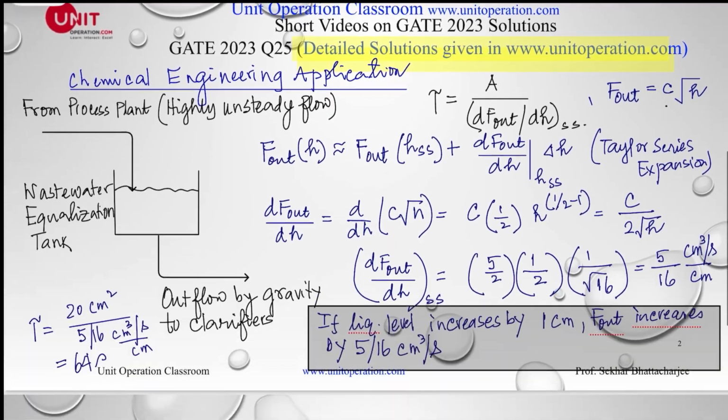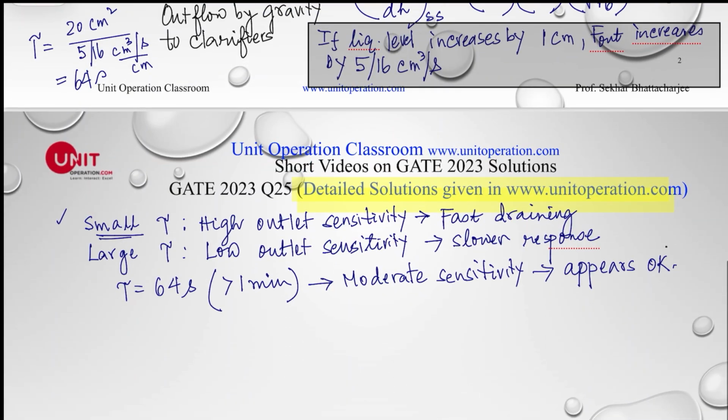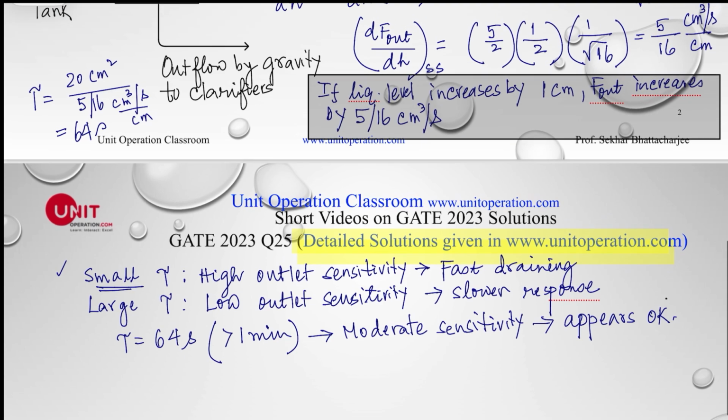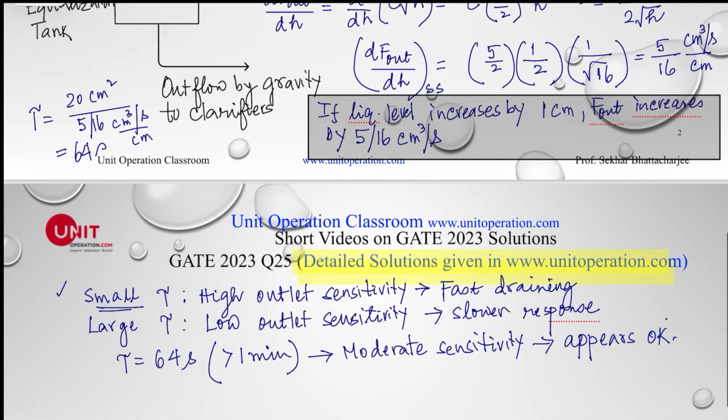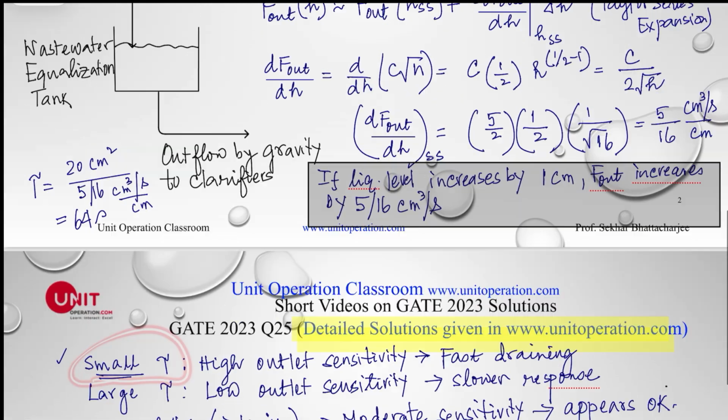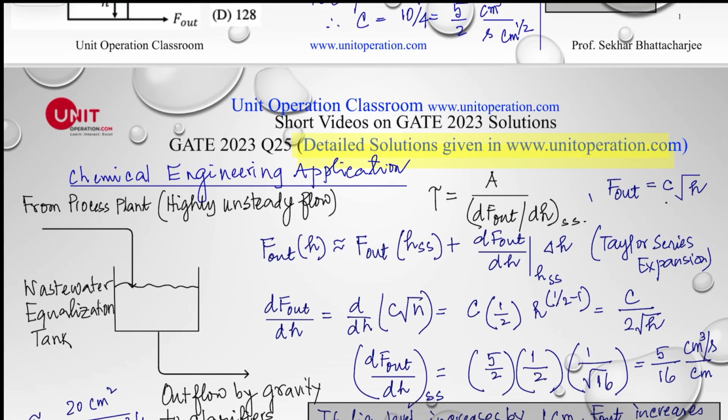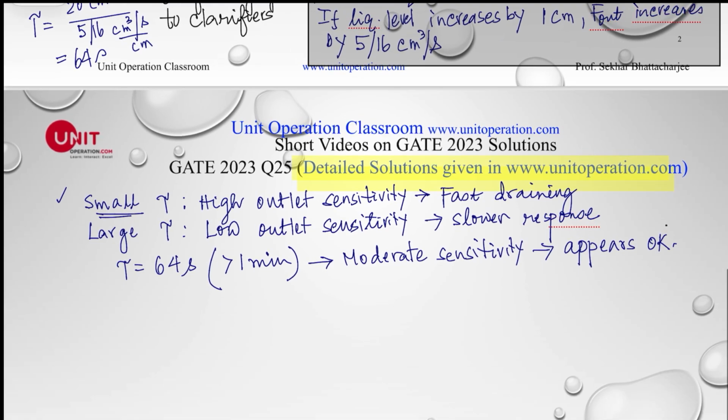What are the implications of these values? If there's a small tau, just look at these definitions here. A small tau means this value must be very high. This value being very high means that a slight change in the height of the tank makes a very large change in the flow rate out of the tank. So there's a high outlet sensitivity, which means very fast draining of the system.